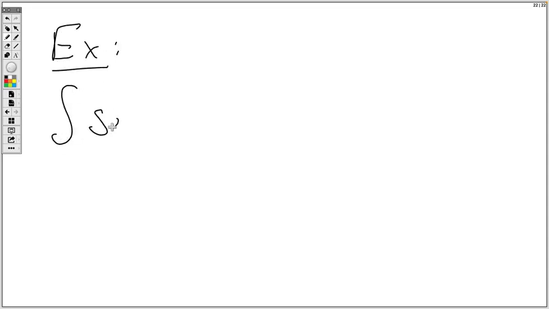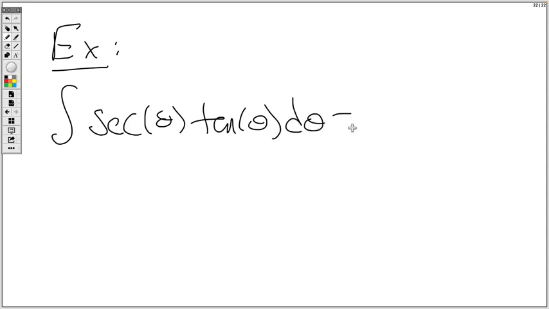the integral of secant of theta, tangent of theta, d theta. Well, what function has a derivative secant of theta, tangent of theta? Answer, secant of theta. To capture all the antiderivatives, I tack on a what?